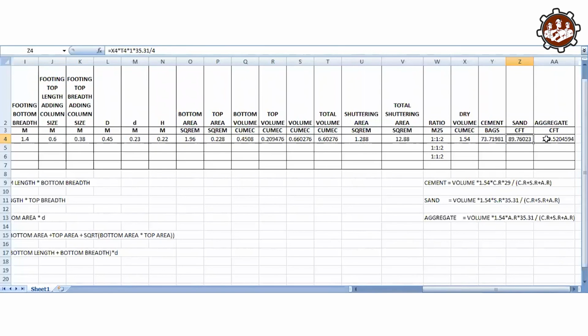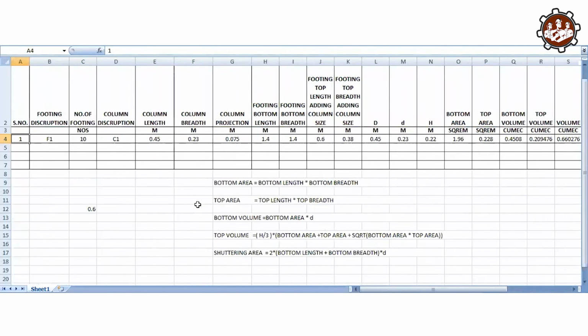Next is aggregate. For the aggregate we have the same formula: volume into 1.54 into aggregate ratio into 35.31, divided by the cement ratio plus sand ratio plus aggregate ratio. So we get the total quantity of aggregate, that is 179 cubic feet for the casting of all F1 footings. Once we prepare this standard sheet by applying all these standard formulas, everything after this is very simple.